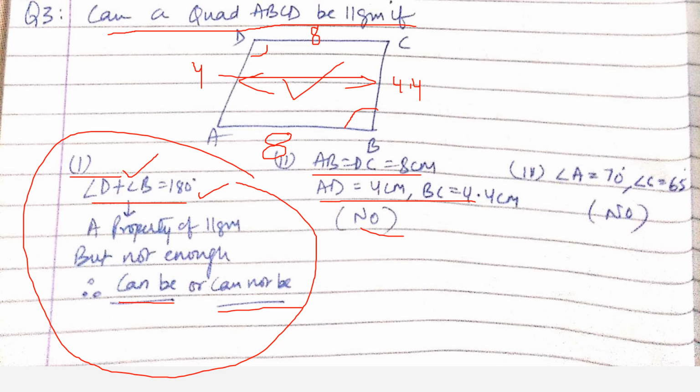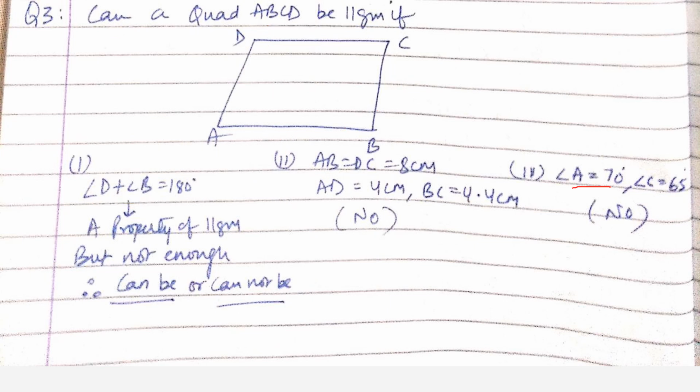Let's see the third case. Angle A equal to 70 degree. This is 70 degree and angle C is 65. This one. So is it possible in a case of parallelogram? No, not at all. These two have to be equal, and as they are not equal, we can say it is not a parallelogram. So only in the first case there is a possibility, but in the second and third case, no possibility at all.